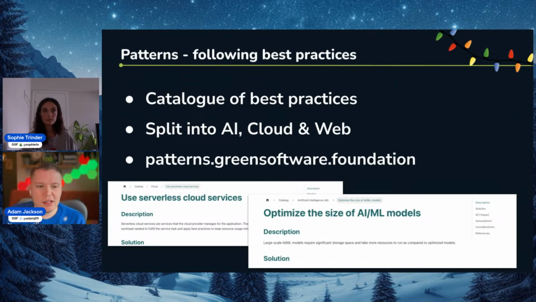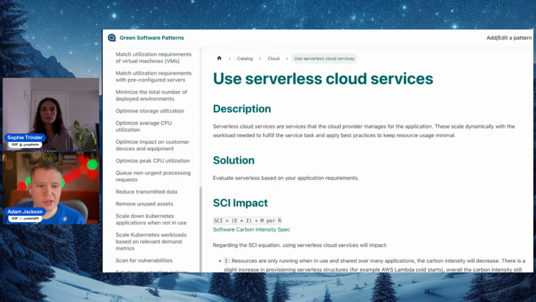Patterns. So patterns is all about the best practices. So we have a repository of advice that's been considered and ratified through our committees, and this is currently split into categories for AI, cloud, and web. And I can just show you a few examples.